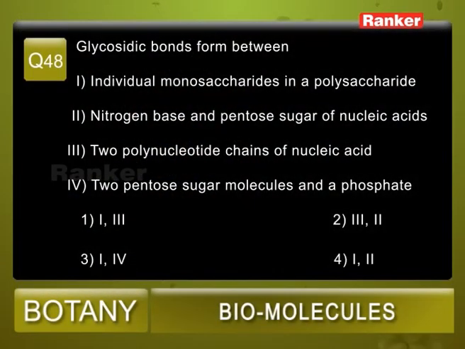So from the given options, we can say that 1 and 2 are correct and 3 and 4 are incorrect. So we have to identify the correct combinations here. So question number 48, the correct answer is 4.